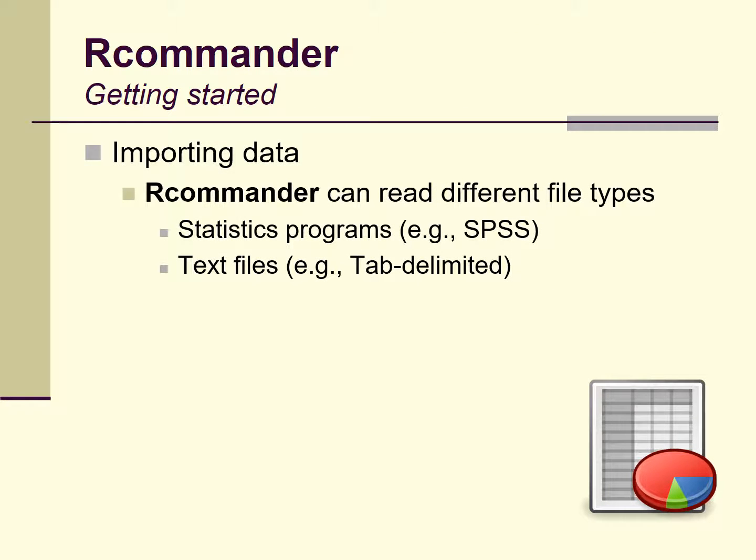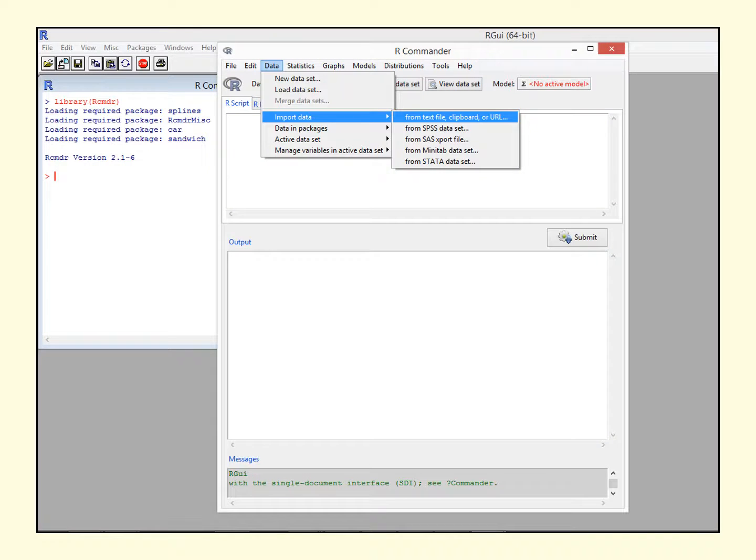So, one thing we probably want to do now that we've set a working directory is we want to actually get that data. Importing data is pretty easy to do just in R, but it's a lot easier to do in Rcommander. Rcommander can read different types of files, including those from statistics programs like SPSS. It can also read text files like tab delimited or CSV files, so it's pretty easy to work with.